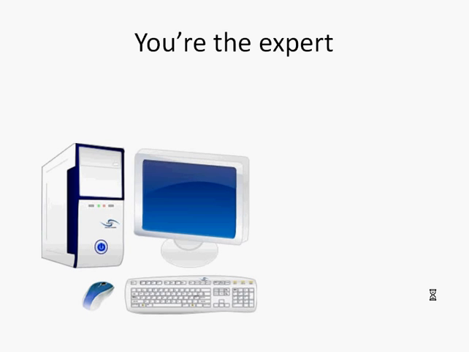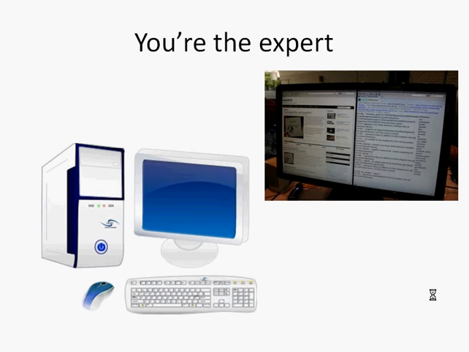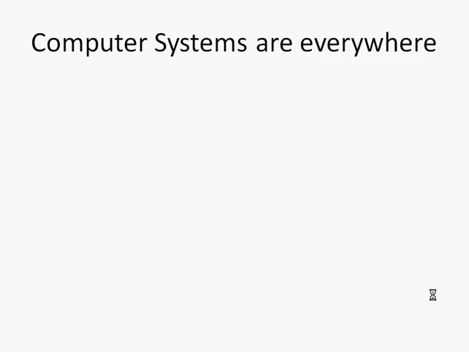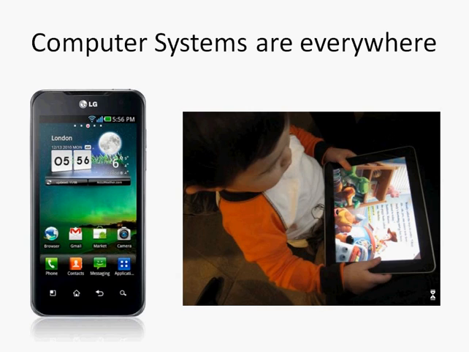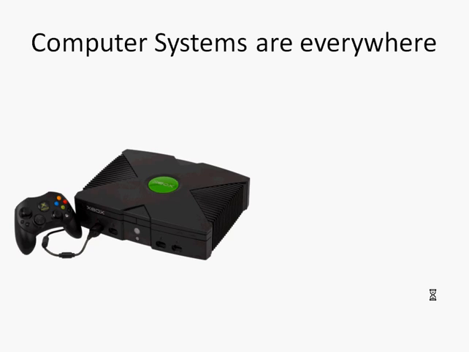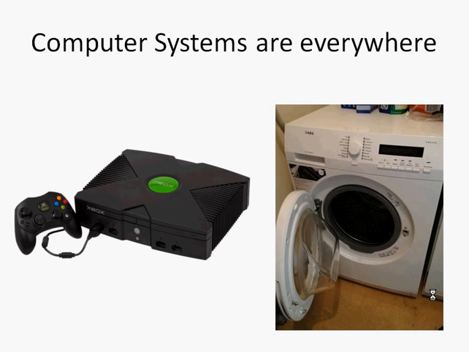You'll know that a computer system might look like this, but it also has things going on the monitor, and that's our software. You'll probably already know that computer systems are just about everywhere, on devices such as smartphones or tablet PCs such as iPads, but also on games consoles such as Xboxes, and even our household devices such as washing machines are computer systems.